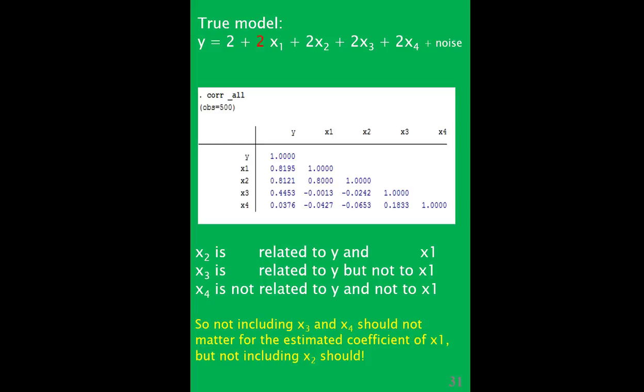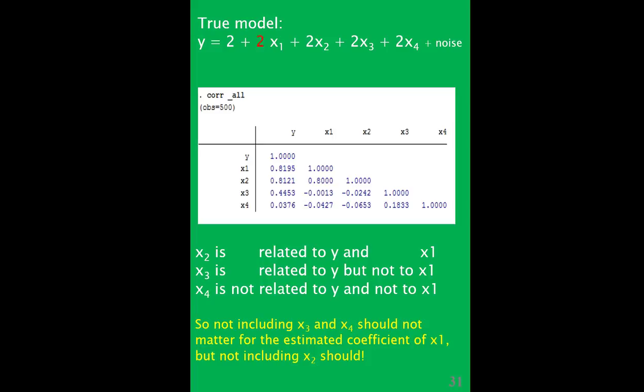Here you see the correlations that I created. You see that y is correlated with x1, 2, 3, but not with 4. You see that x1 is correlated with x2, but not with 3 and 4. x2 is correlated with 3 and 4, and let's argue about whether or not this is a true correlation. But again, let's assume that I'm interested in the effect of x1. Now let's see what will happen if I leave out different kinds of variables.